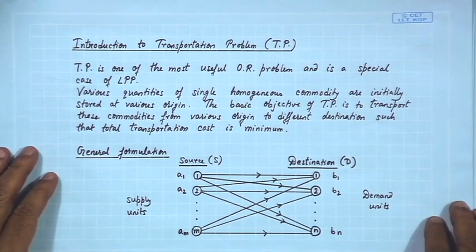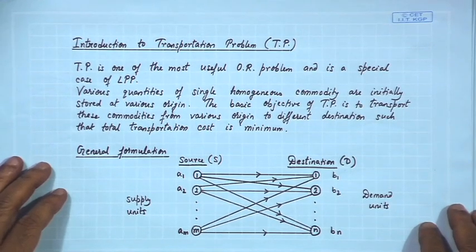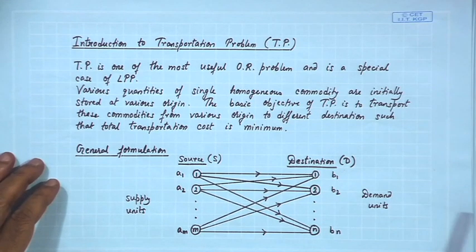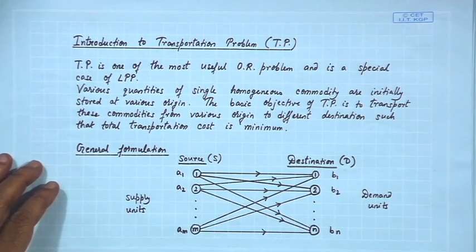Transportation problem means you are transporting goods or commodities from source to destination, where the source has some capacity and the destination also has certain demands. And I have to minimize the cost of transporting the items. This is the basic idea of the transportation problem, and please note that the transportation problem is a special case of the linear programming problem. This we will show. So, the transportation problem is one of the most useful operations research problems and is a special case of the linear programming problem.